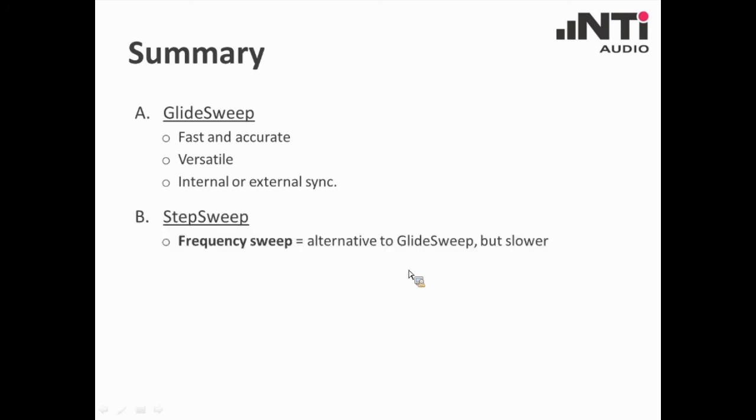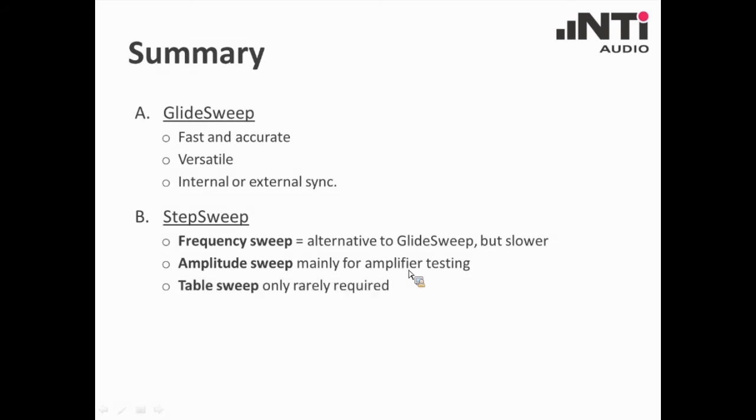Talking about step sweeps, the frequency sweep is an alternative to the glide sweep, but definitely slower. The amplitude sweep is mainly used for amplifier testing, measuring the linearity. The table sweep is a rather exotic, only rarely used solution. And a time sweep is a method to determine the behavior of a device under test over time.